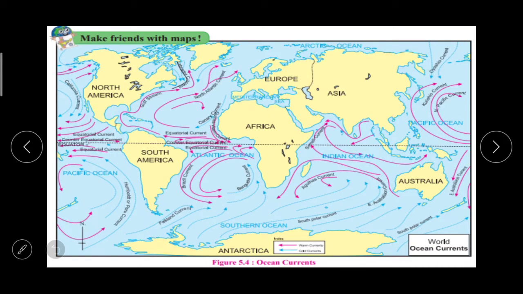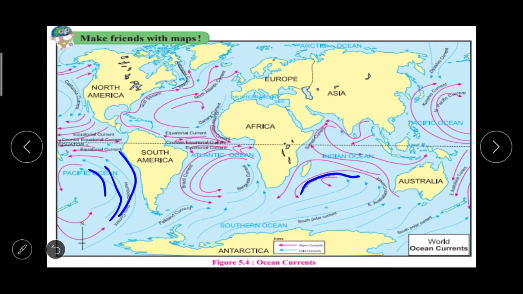Study the map again and again. Answer the following questions. Again, the questions are given based on this figure 5.4. Here in this color, these are warm currents and the cold current. Now the questions, what are the major types of ocean currents? That is the warm currents and cold currents.